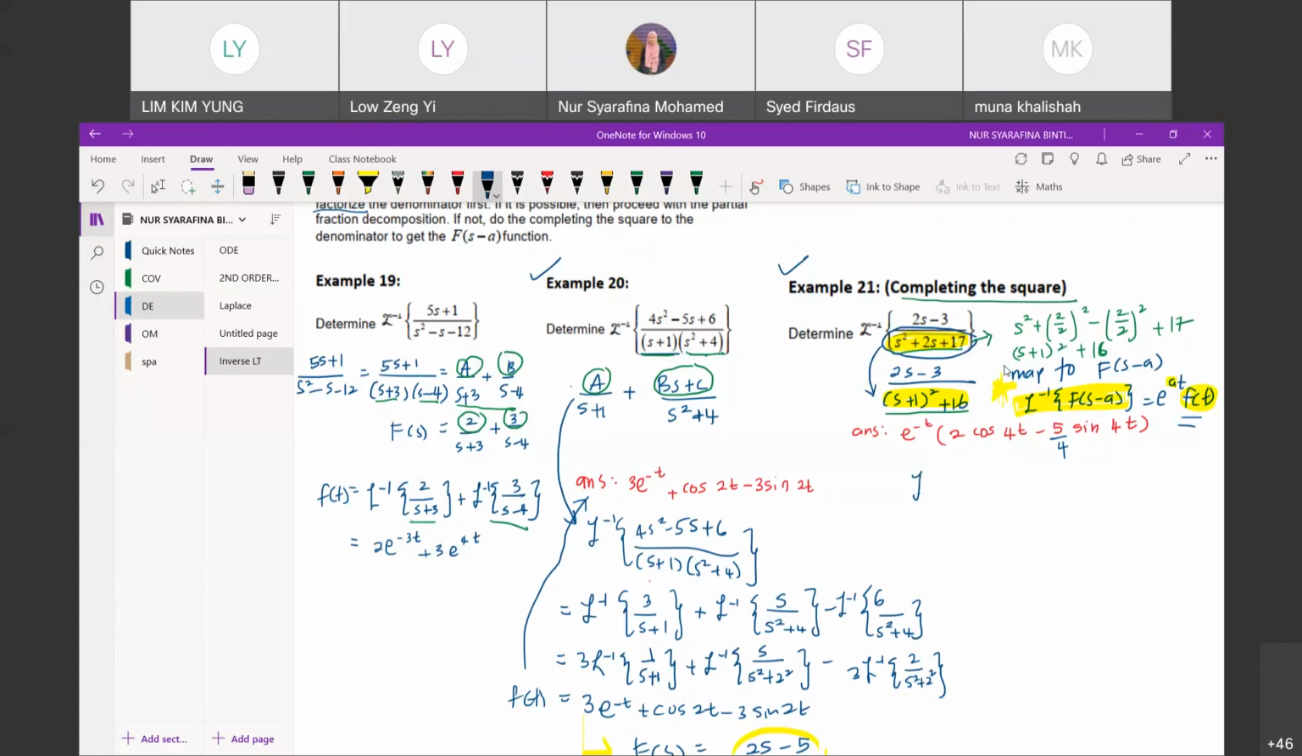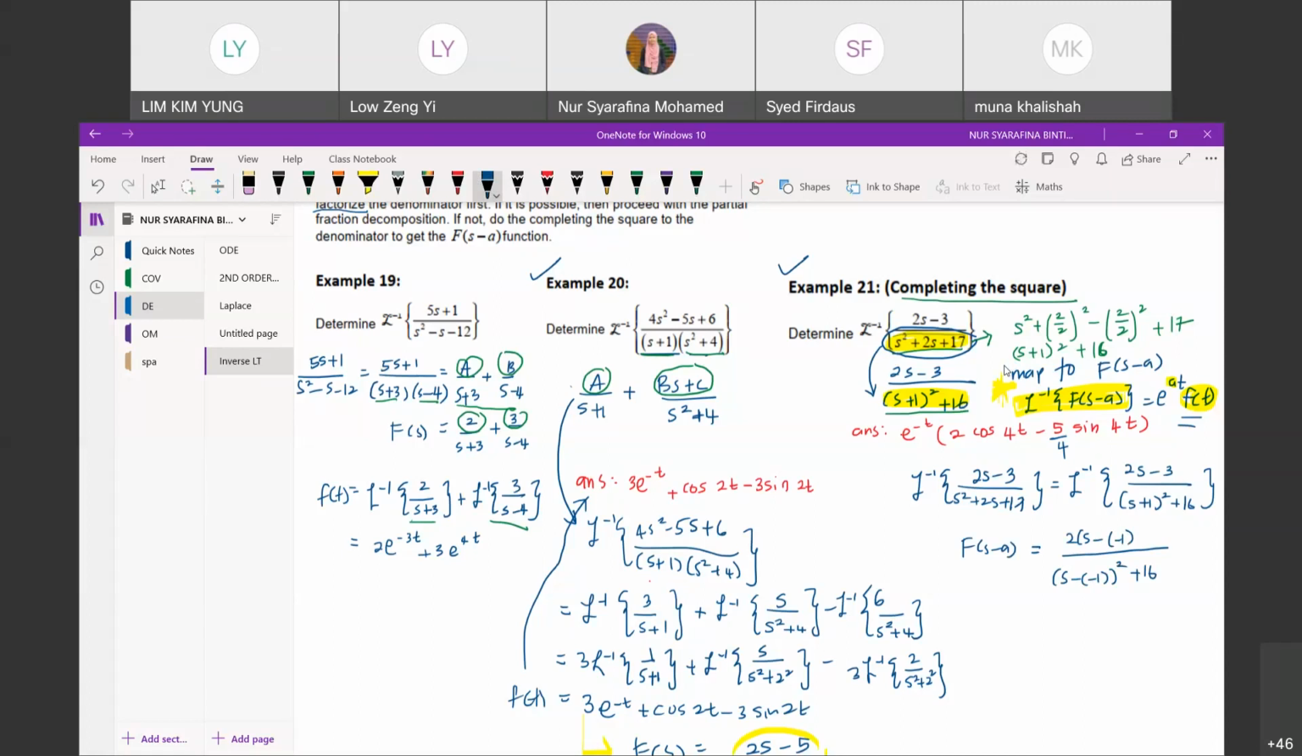Now we want to inverse transform (2s minus 3) over (s squared plus 2s plus 17). So by completing the square, we simplify this to (2s minus 3) over ((s plus 1) squared plus 16). So this is s plus 1. Then we can map to F(s minus a). Okay, but we have to have some modification here. So the denominator here should be (s minus minus 1) squared plus 16. So this s should be s minus minus 1 also.